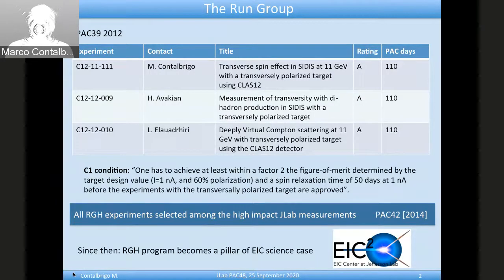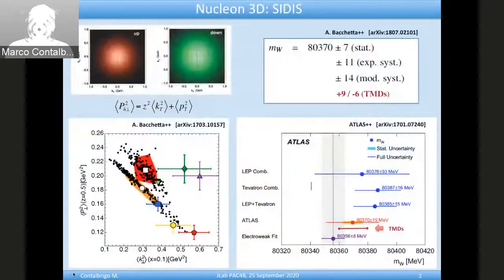All the experiments were selected among the high impact JLab measurements in 2014. And as an important piece of news, since then the physics program of RGH became one of the pillars of the approved science case for the EIC. So it is a pretty interesting and alive subject. So let me start with the unpolarized case, that is the topic of the previous talks, RGA and RGB. It is the base of the measurements we want to do, as was already discussed this morning.